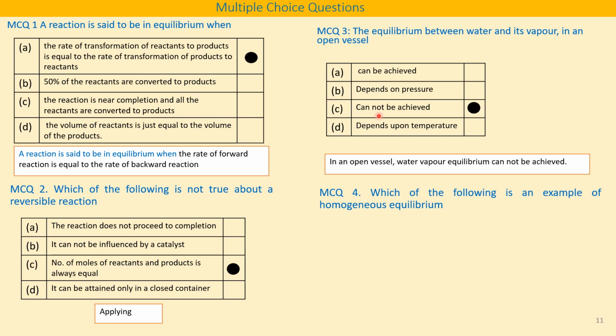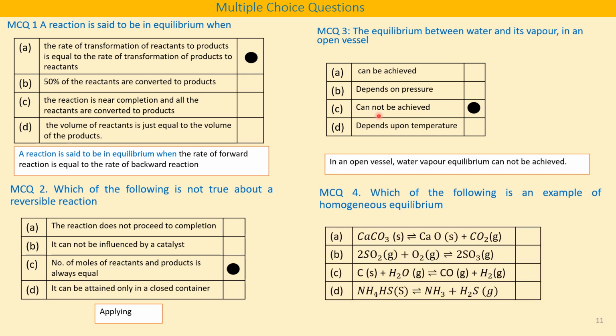Next question. Which of the following is an example of homogeneous equilibrium? 4 reactions are given in different states. Remember that for both products and reactants, the phase should be the same. So if you observe, A has got different phases, solid and gaseous. B has got all 3 gaseous. So option B is the correct answer. You please mark it. Next question.